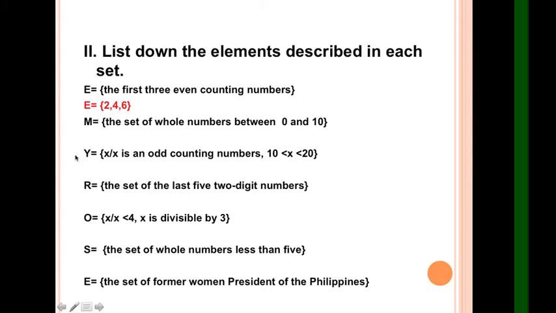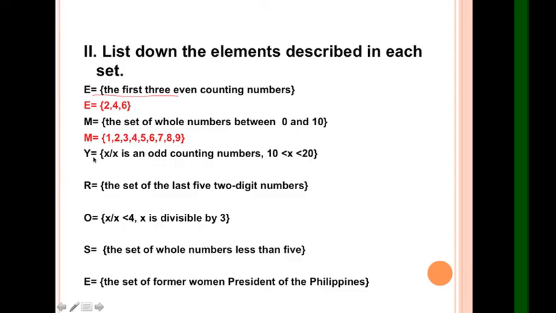And then, this letter E is a rule method, the way it is written. For letter M, the set of whole numbers between 0 and 10. Again, this is a rule method. So, what is a whole number? These are 0, 1, 2, 3, and so on. So, between 0 and 10. What are the numbers between 0 and 10? These are 1, 2, 3 to 9.